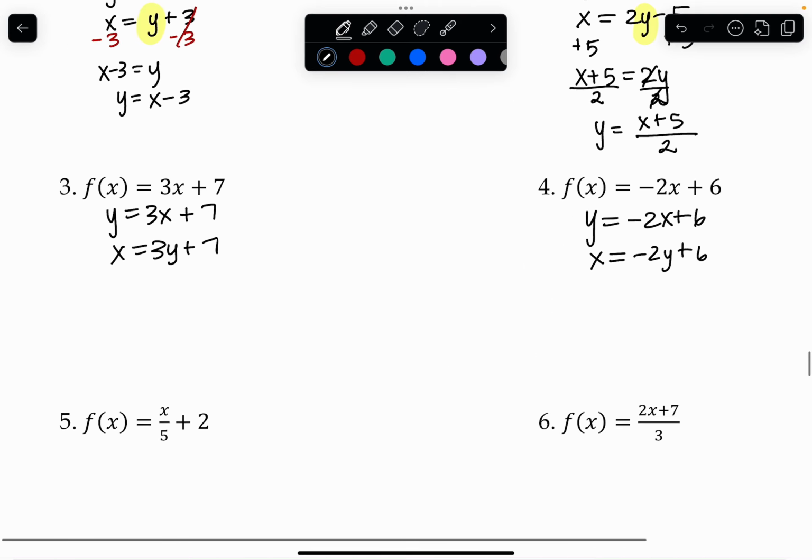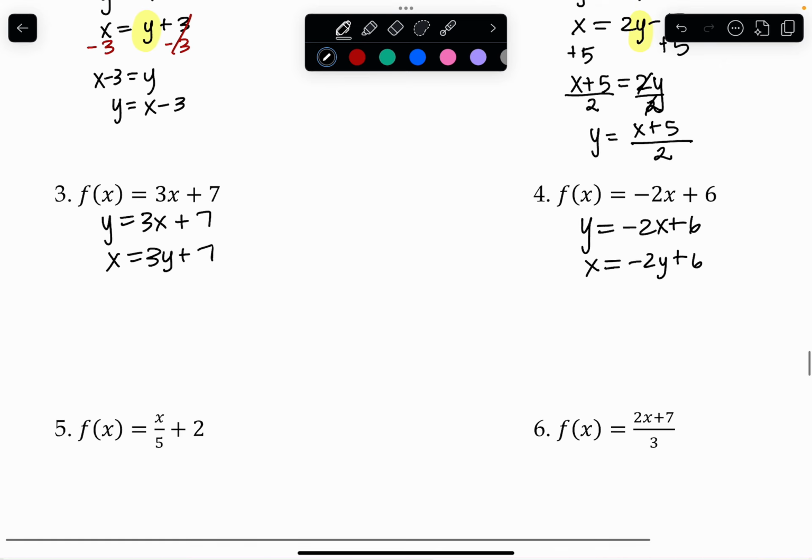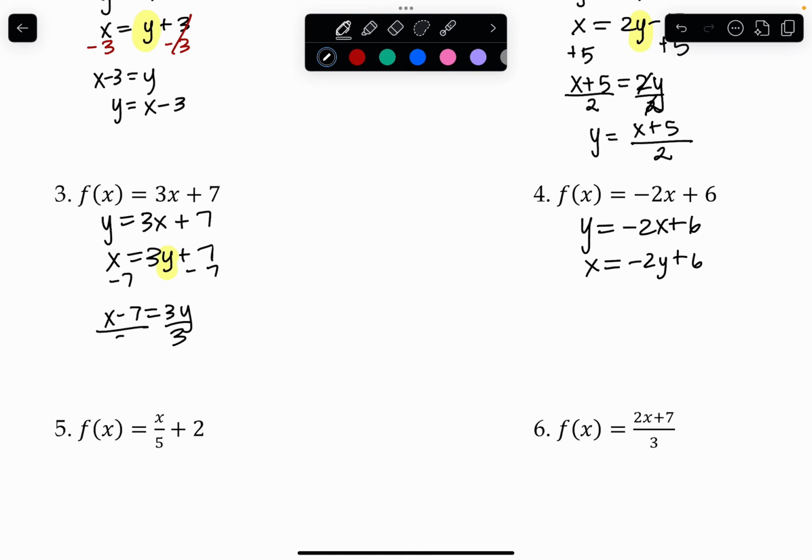Here we would subtract 7 first as we solve for y. And then just like the last example, divide everything by 3. So y equals x minus 7 over 3.